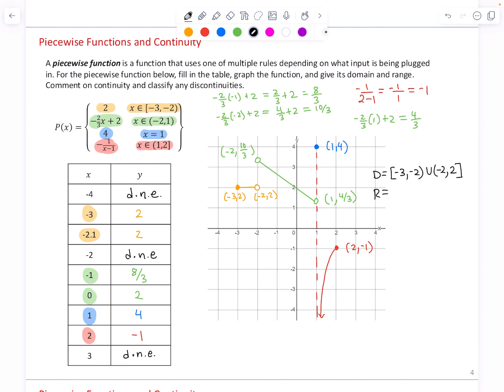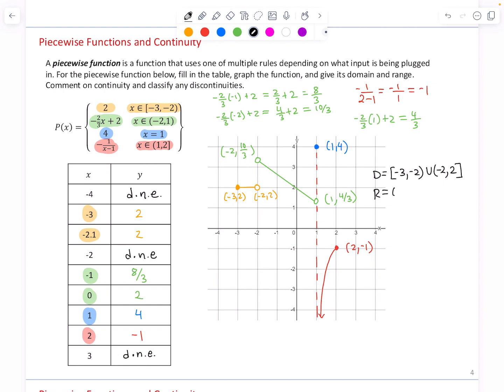Now the range will be the y-coordinates. Every y-coordinate from negative infinity up to a y-coordinate of negative 1 is in the range. Then these y-coordinates are not included. And then we start to get inclusion again, beginning with 4/3 but not including it. And these y-coordinates are all in the range up until this green hollow point. Don't include that y-coordinate. But then there's one more y-coordinate possible, and that's at height 4.